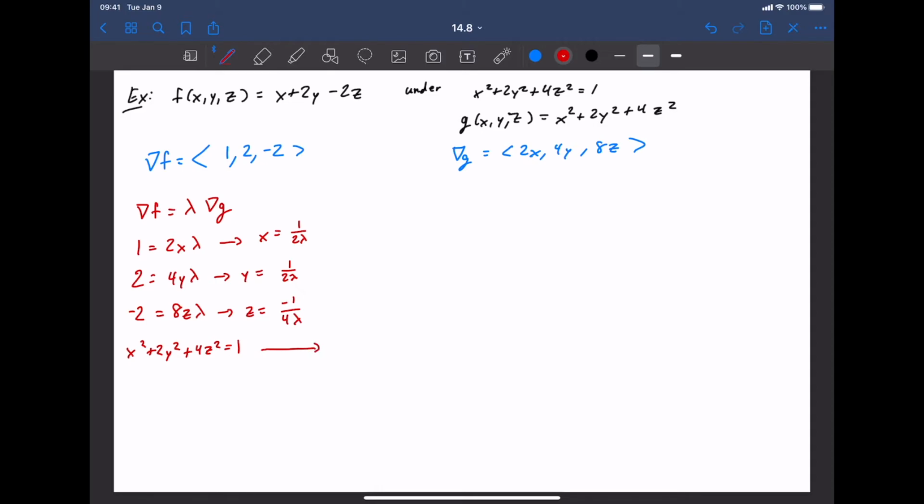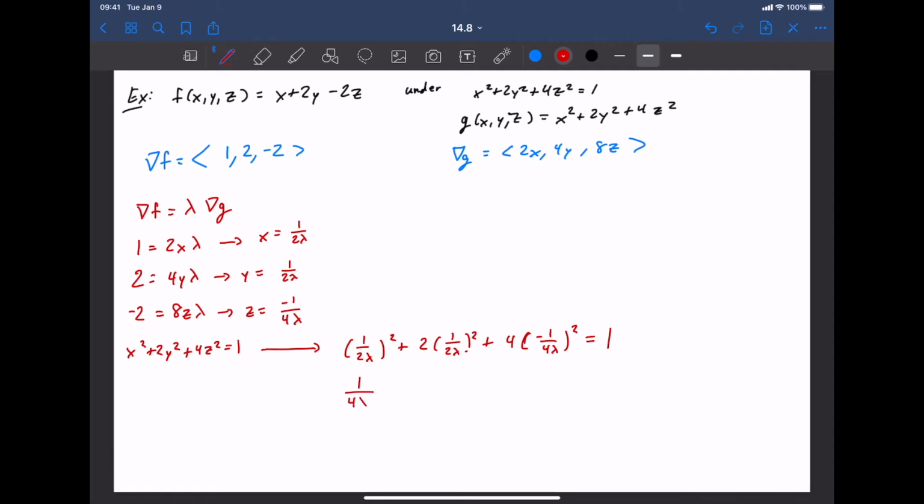With those solved for, you would get 1 over 2 lambda squared plus 2 times 1 over 2 lambda squared plus 4 times negative 1 over 4 lambda quantity squared equals 1. Don't forget the equals 1.